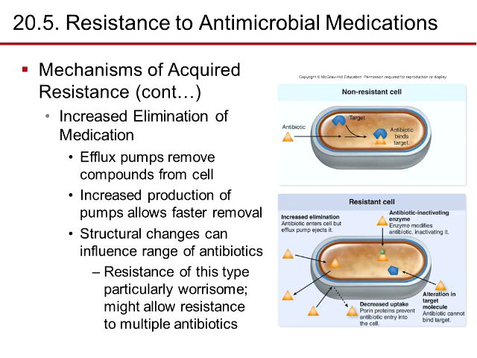You can have increased elimination of medications, so efflux pumps in a microorganism remove the compounds from the cell so quickly it doesn't destroy the cell. Increased production of pumps allows faster removal. There can be structural changes which can influence the range of antibiotics. So resistance of this type is particularly worrisome because it might allow resistance to multiple antibiotics, not just one antibiotic.